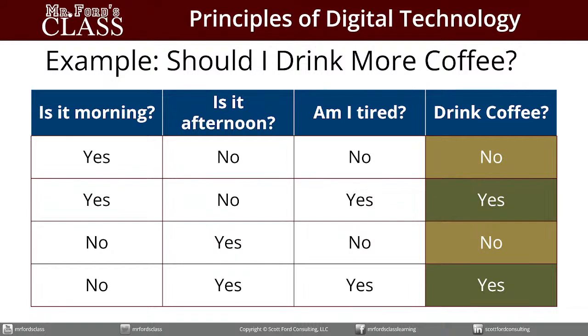Is it the morning? Yes. Is it the afternoon? No, because it's the morning. Am I tired? No. That's a lie. Drink coffee? No. Is it the morning? Yes. It's the afternoon? No. Am I tired? Yes. Drink coffee. So you can see kind of this decision table and how it graphically represents these different decisions.